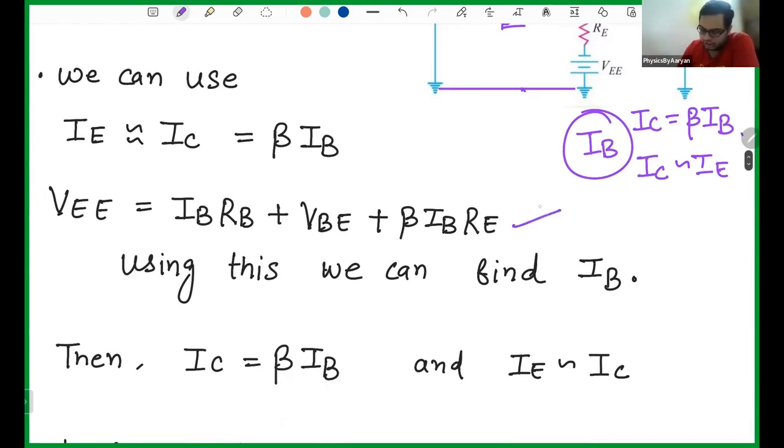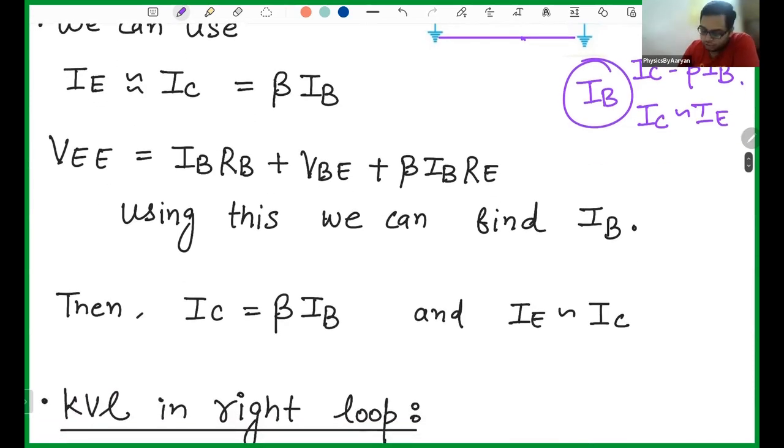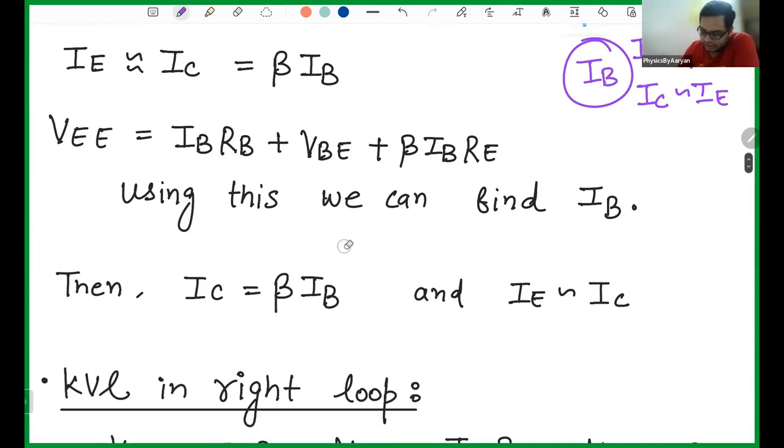So this is equation one. Now in this equation you can put all the values which will be given to you in the question, and you can find IB. Once you know IB, then you can find IC, and IC and IE are almost the same.